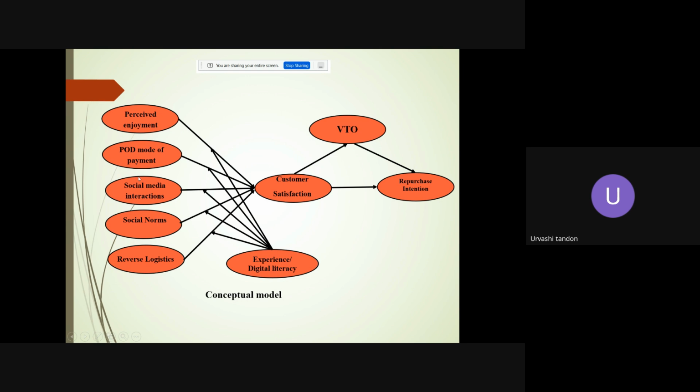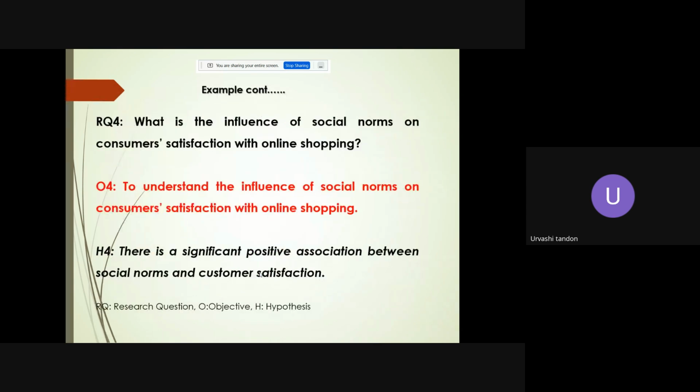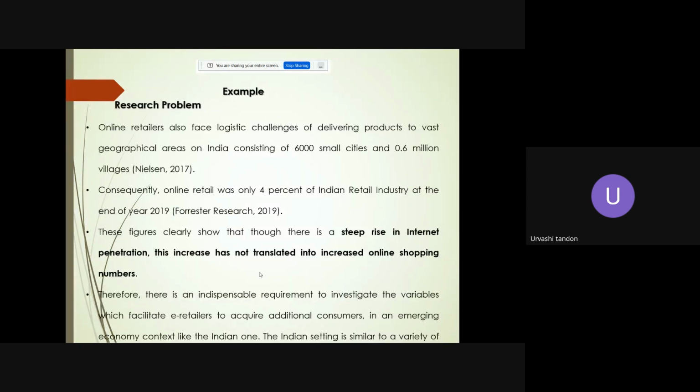See, here, these are the 5 variables, they lead to customer satisfaction. VTO is the virtual try-on technology. That means virtual try-on technology is your mediating variable. This indicates that customer satisfaction leads to repurchase intention, but then when virtual try-on technology is added, that enhances the relationship, right? And experience of weak digital literacy moderates the relationship between these independent variables. They are the perceived enjoyment, POD, social media, and customer satisfaction. This is how we build up a model out of this small research problem.